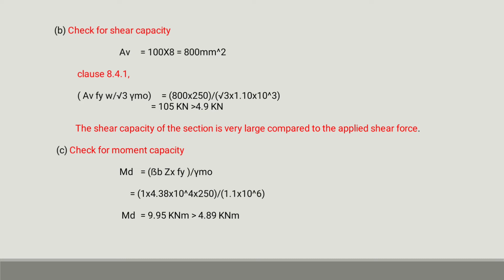Next, check for moment capacity. We know the formula Md is equal to beta b Z Fy divided by gamma M0, which is in our code book IS 800 2007. Beta b is 1, Z is equal to 4.38 into 10 power 4, Fy is equal to 250, divided by 1.1, so Md is equal to 9.95 kilonewton meter, which is greater than 4.89 kilonewton meter. Hence safe. Step number 7, load on truss.